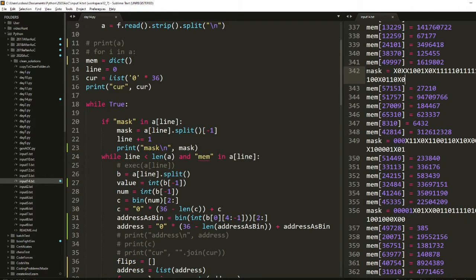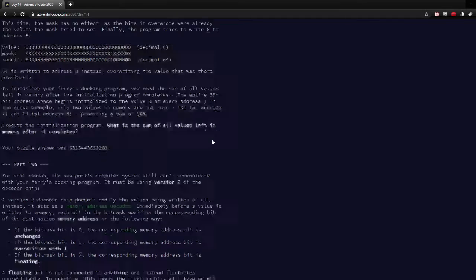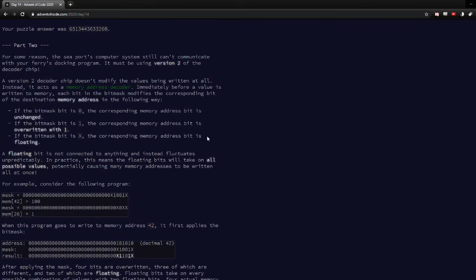So the mask was always changing, and then it would tell you to do these instructions. You just had to sum up the values at each of the indexes after that. And then in part two, they changed things up.